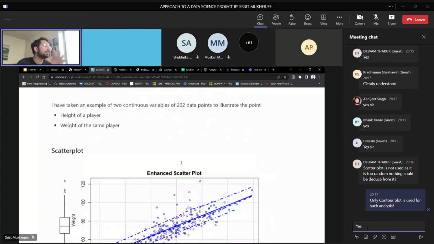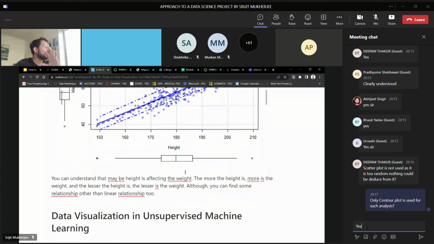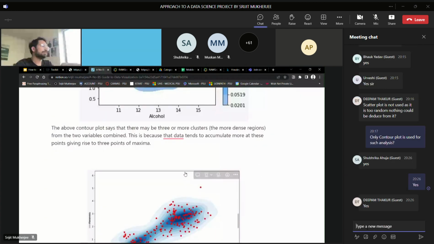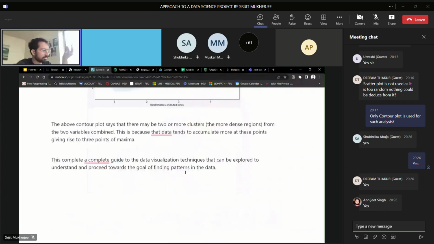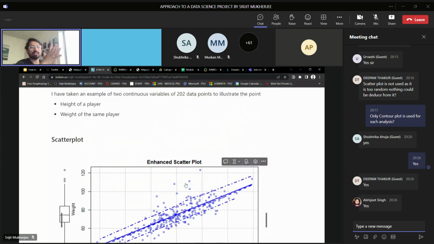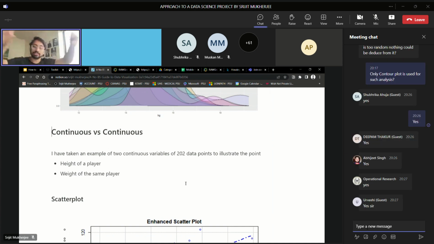For continuous variables, you have seen that a scatter plot really helps for understanding relationships. But for unsupervised learning, you will see that bivariate plots help. That's the entire introduction to data visualization, guys: how to do it for all possible cases, for both unsupervised and supervised. That's the beauty and the simplicity of it.